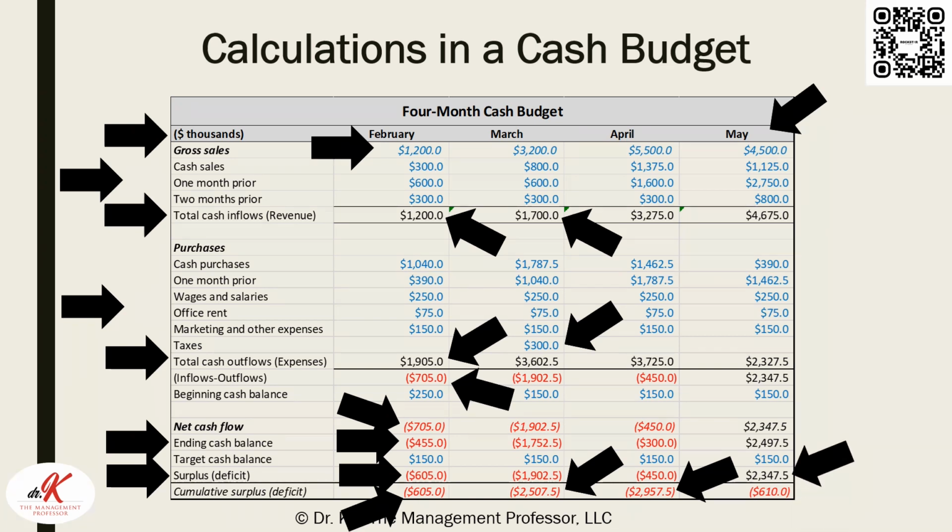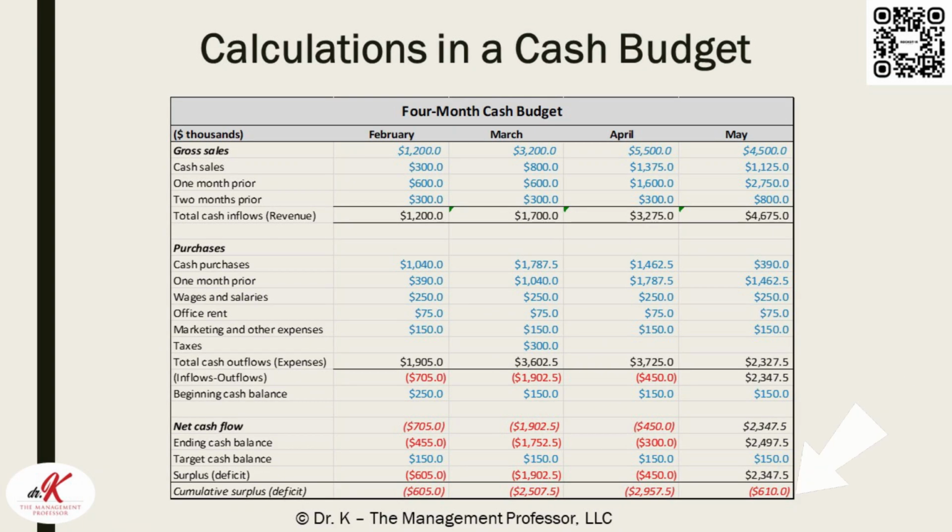Therefore, you can see by adding the April cumulative total of $2,957,500 plus the May surplus of $2,347,500, you get a 4-month cumulative total of a $610,000 deficit.